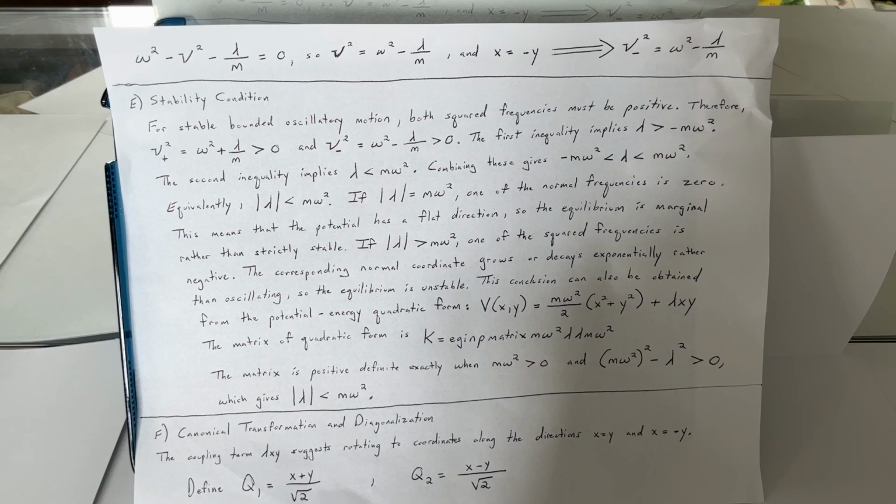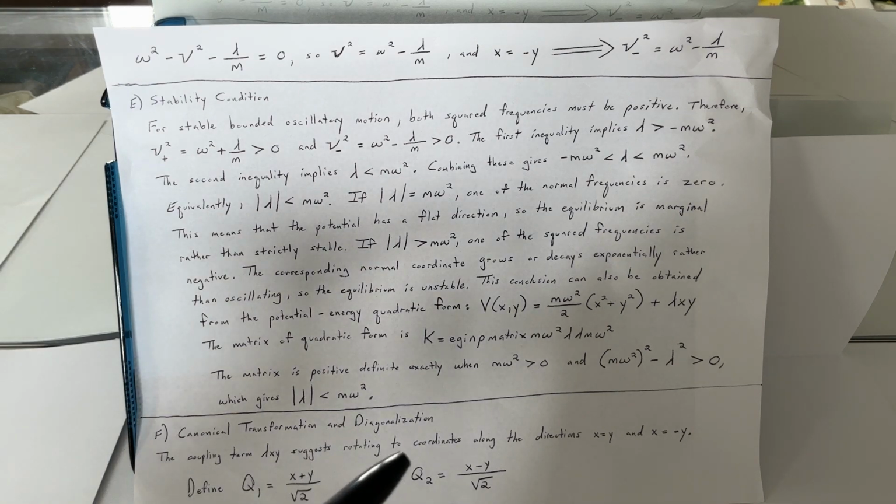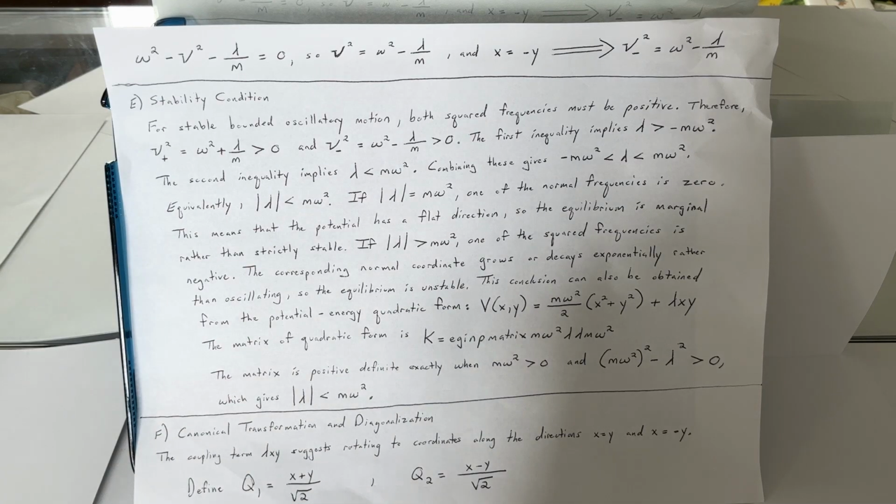Okay, and for part F, we want to determine the canonical transformation and diagonalization. So for part F, construct a canonical transformation that diagonalizes the Hamiltonian. The coupling term λxy suggests rotating to coordinates along the directions x = y and x = −y. So we're going to define q₁ = (x + y)/√2, and q₂ = (x − y)/√2.